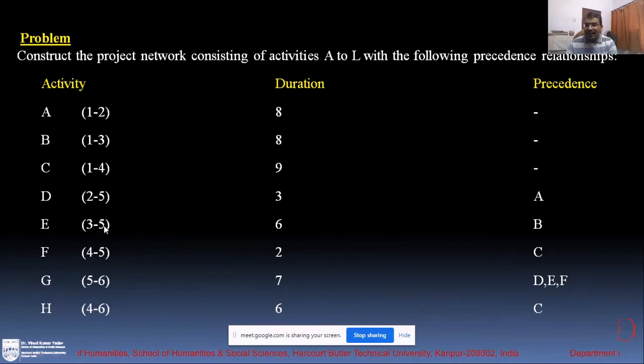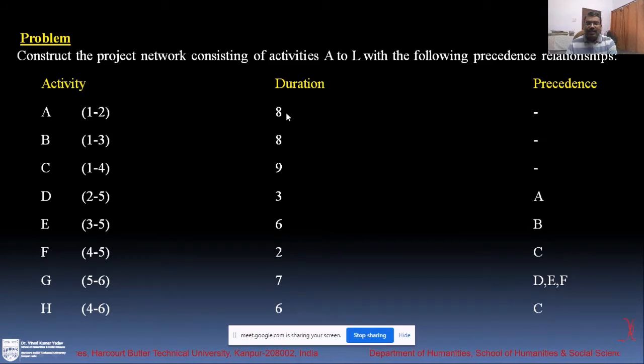Why this 5? This thing is very important. Because D, look at this G. D, E, F are ending at G, so the end node is common. So the end node of all these three would be common, 5. So 3 to 5, 4 to 5, and it takes this much.